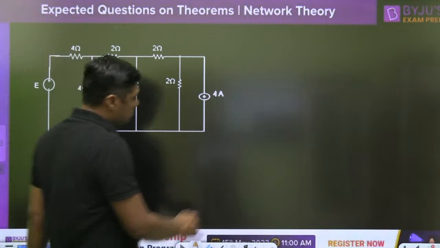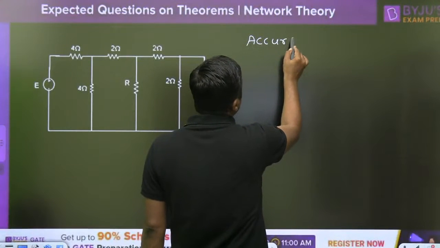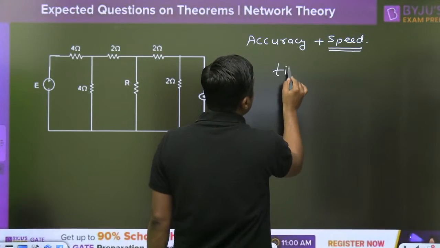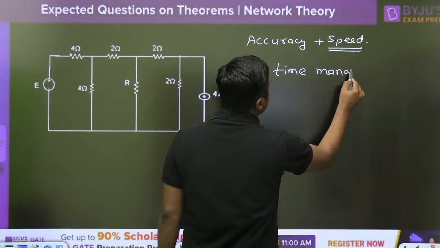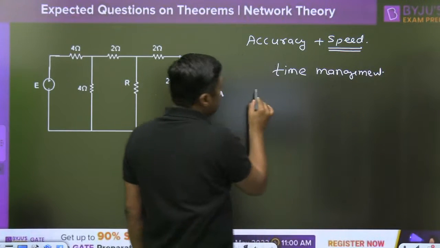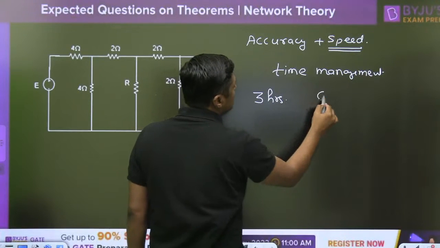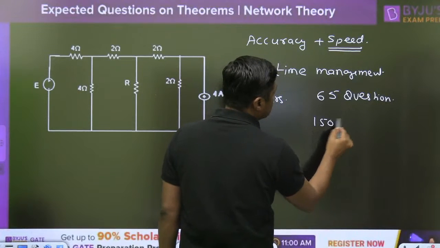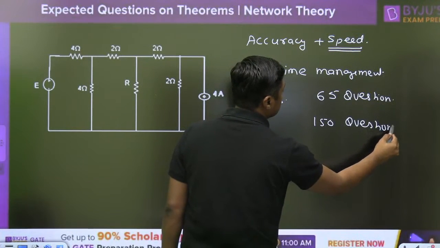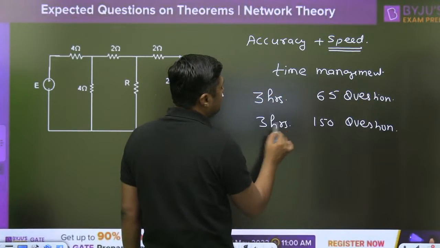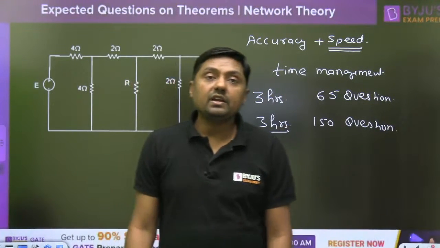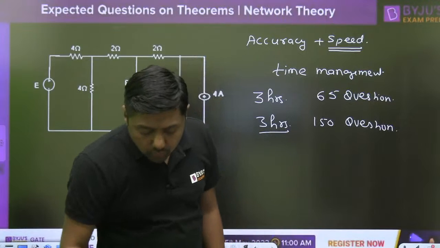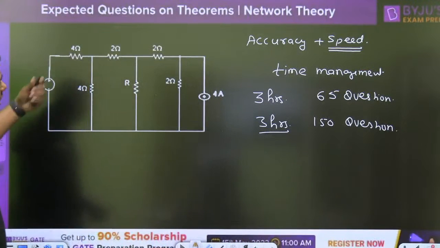But time management, accuracy plus time. You have to maintain speed. Always remember time management, because we have to solve 65 questions in 3 hours in the GATE exam, right? Or 150 questions in the engineering services exam in 3 hours. I am talking about the technical paper, engineering services pre, right? If we are wasting our time on easy questions, then it will become very difficult, and that's why lots of practice is required. Try to solve again and again with different methods.